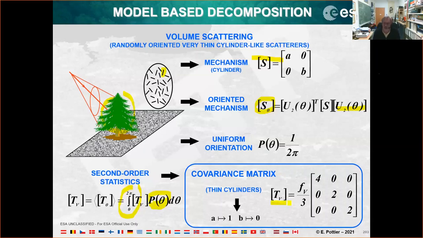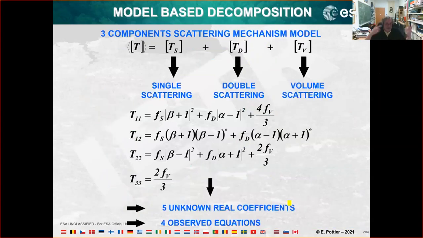Okay, so in conclusion, to summarize, I have derived three coherency matrices which correspond to each scattering mechanism. Now if I come back to my model, I say that inside the pixel, I have the contribution of the single bounce plus the contribution of the double bounce plus the contribution of the volume scattering mechanism. So I take the three coherency matrices and add them. The objective is to reconstruct the parameters FS, beta, FD, alpha, and FV, so that you can have an idea of the different proportions of the scattering mechanisms from the measurements. The measurements are given here: T11, T12, T22, and T33. This is the coherency matrix of the pixel.